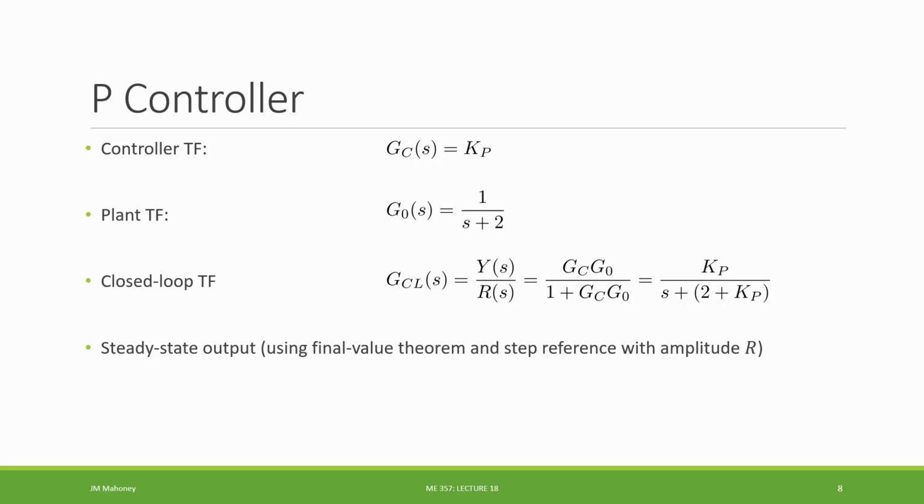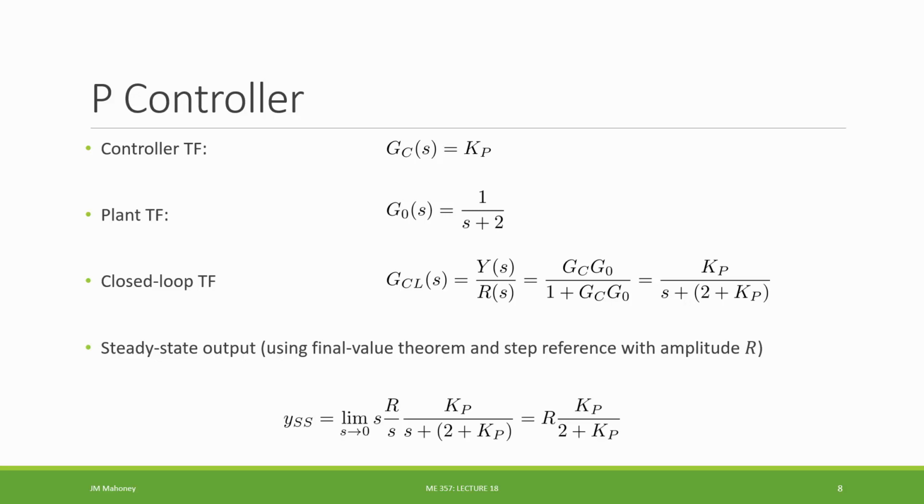If I multiply these two transfer functions together and then put it in a form with descending powers of s, I get for the P controller that the closed loop transfer function is Kp over s plus quantity 2 plus Kp. That's my constant term. Now that I have the closed loop transfer function, I want to see what happens to y of t as t goes to infinity. That will let me see the steady state value of my output y.